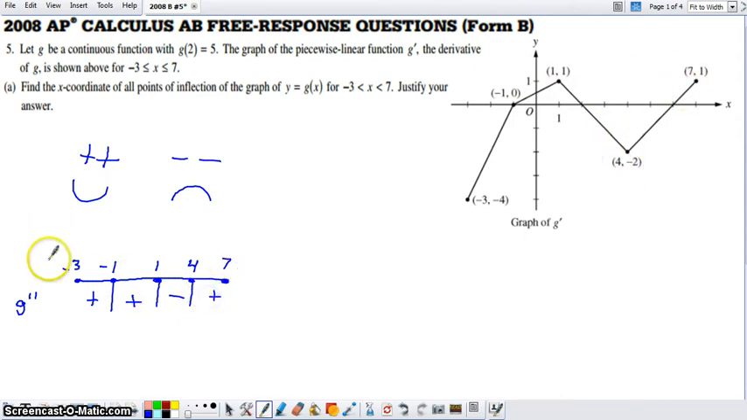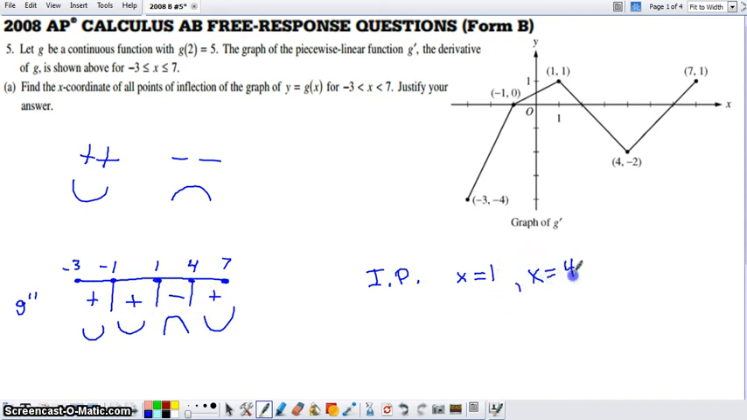So this would mean that g is concave up between -3 and -1, still concave up between -1 and 1. Then we change to concave down between 1 and 4, and then we're back to concave up from 4 to 7. So what are the x-coordinates where we have inflection points? Well, we have inflection points at the x values where we have changes in concavity. That happens at the x value of 1. We have a change from positive concavity to negative concavity, concave up to concave down at 1, and we have another change in concavity at 4.